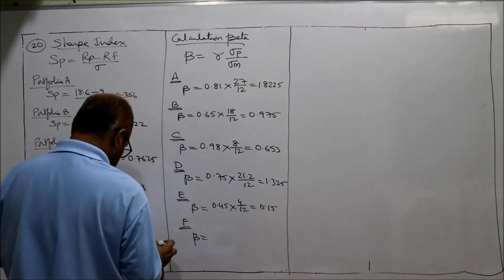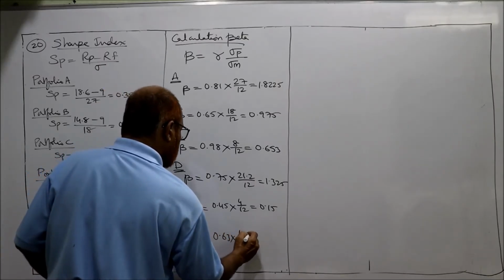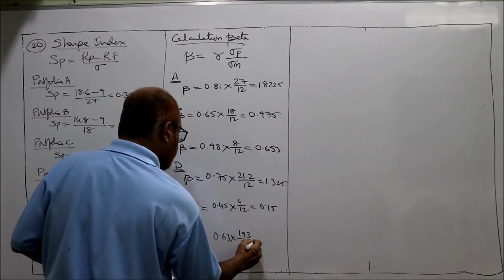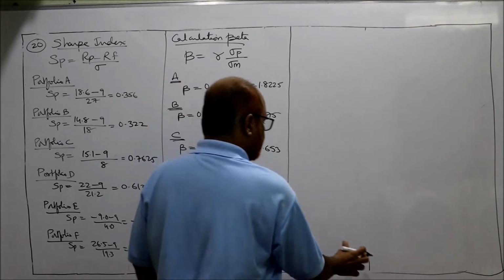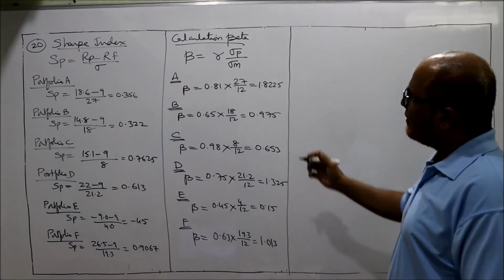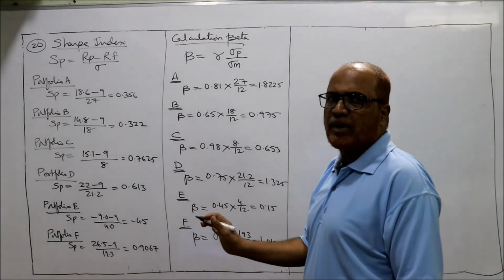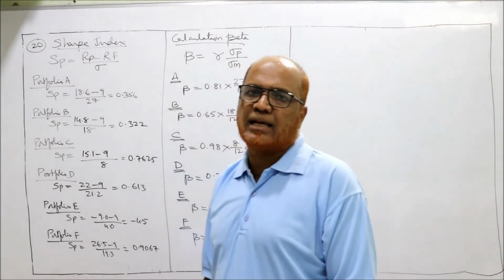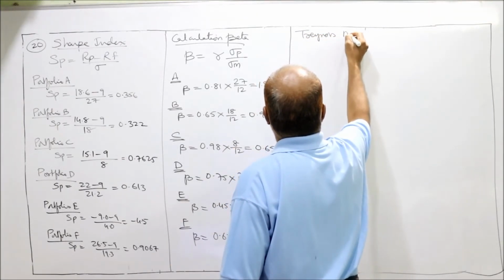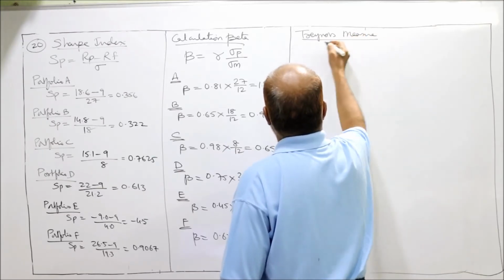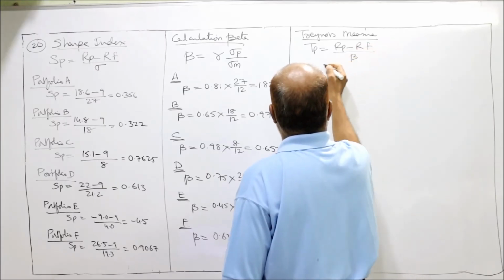F, beta is equal to 0.63 into 19.3 divided by 12, 1.013. That's all. So we have calculated the beta coefficient for all the 6 portfolios. Now our problem has become very simple. Now we can easily calculate the Treynor's measure. TP is equal to RP minus RF divided by beta.